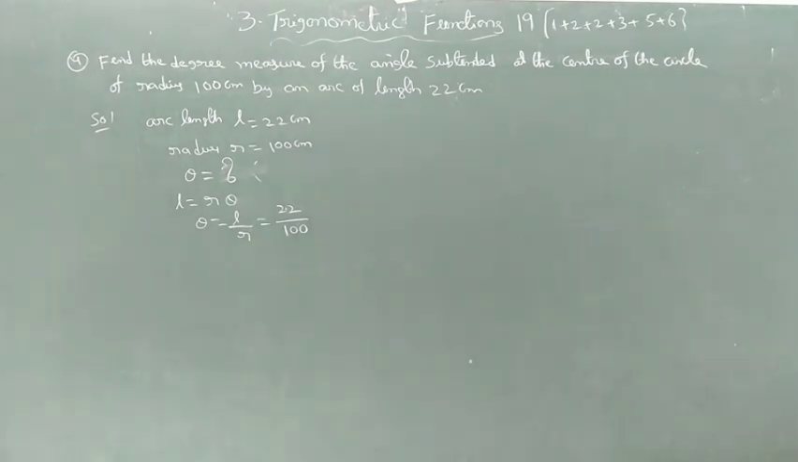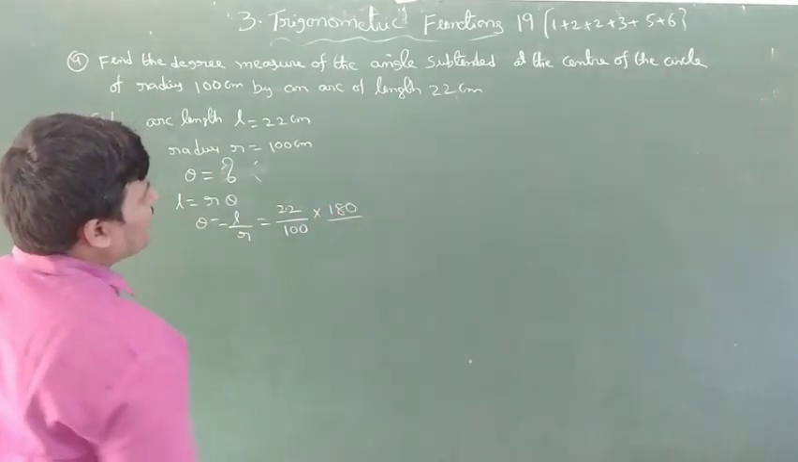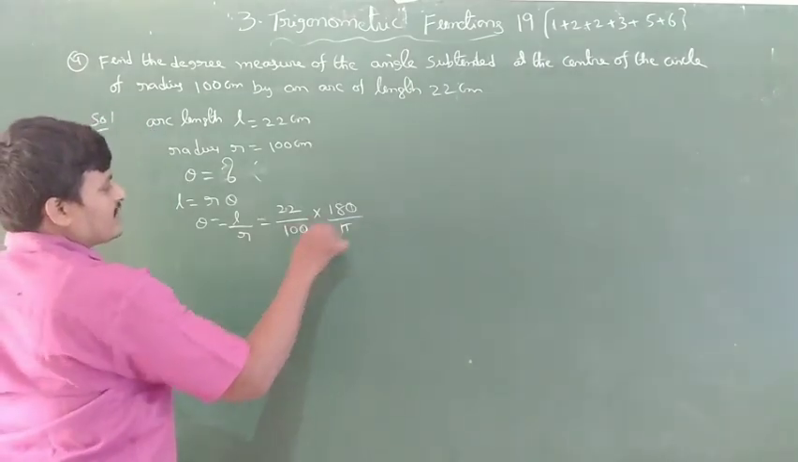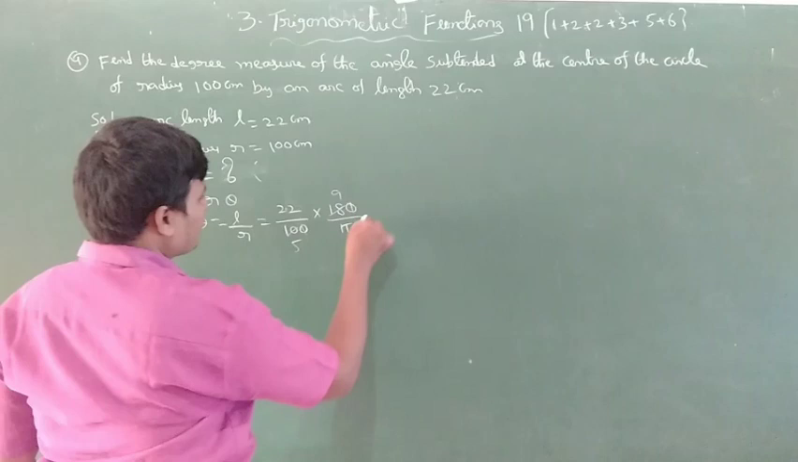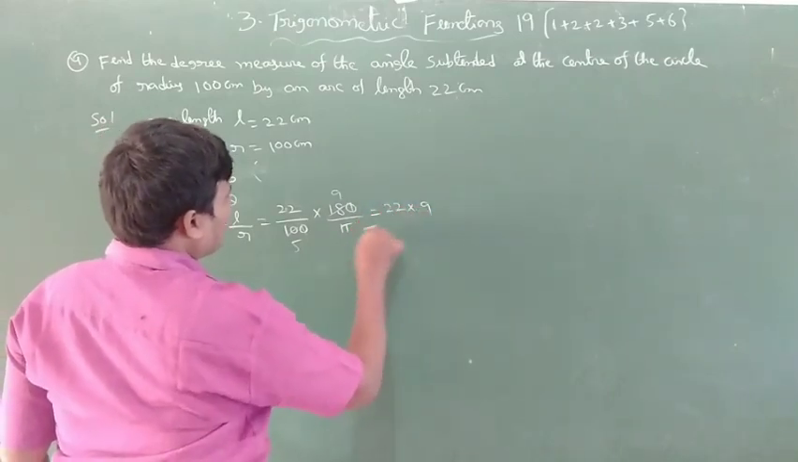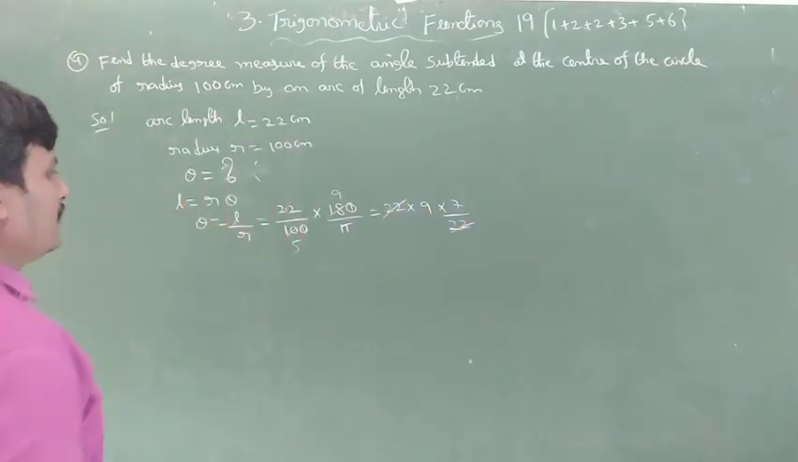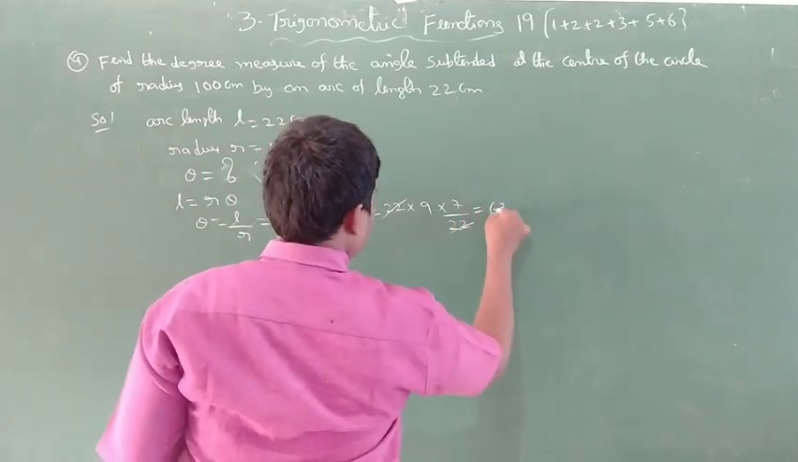Convert radians 22/100 into degrees: multiply by 180/pi, since the total in degrees is 180/pi. Cancelling the common factors, 22 into 9 by pi gives 7 by 22, so this is equal to 63 degrees.